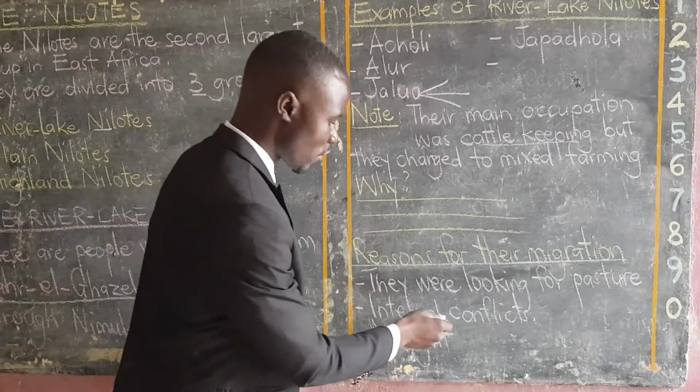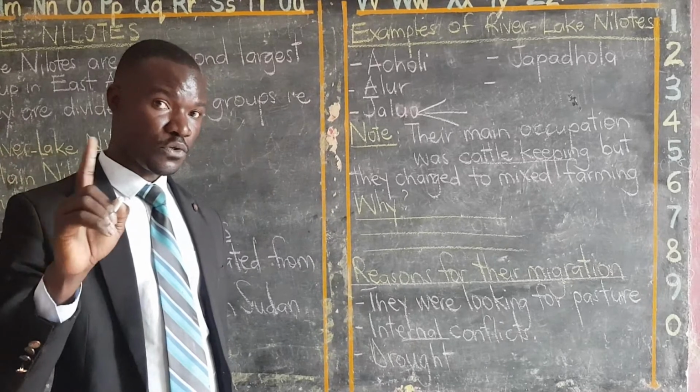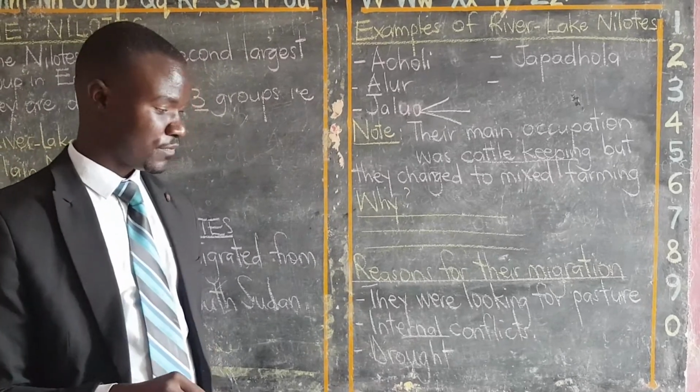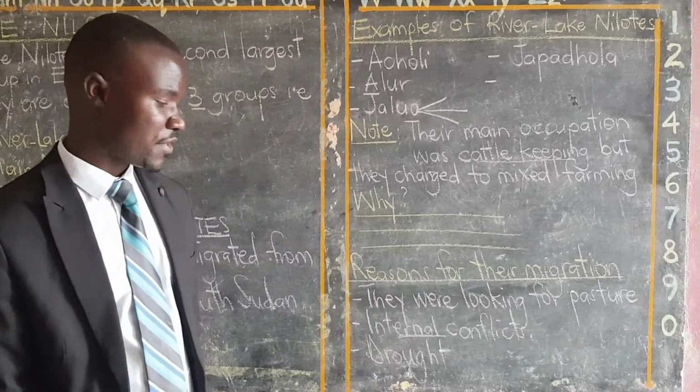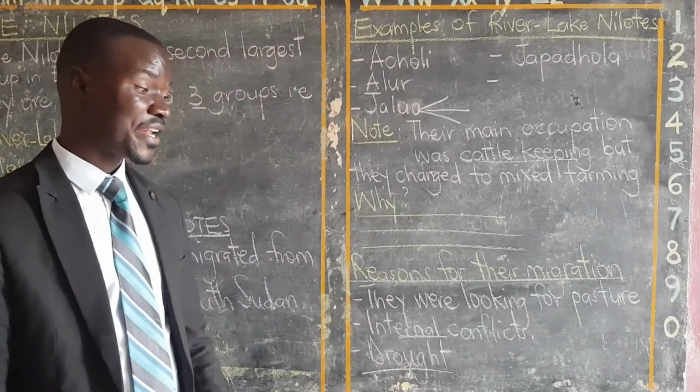They were running away from conflicts. If you remember the stories of the sons of Orum, those were conflicts they had in those areas. Then droughts also are one of the reasons, and many others.